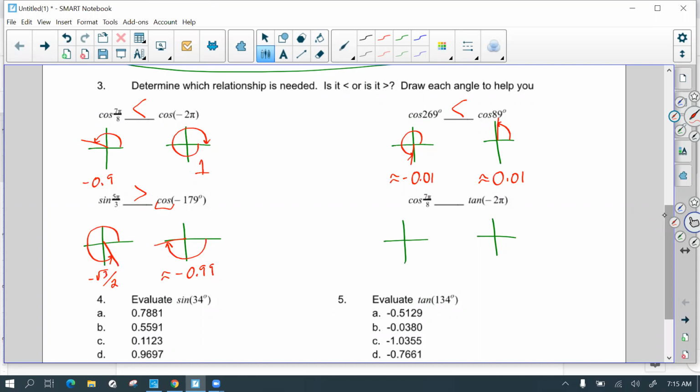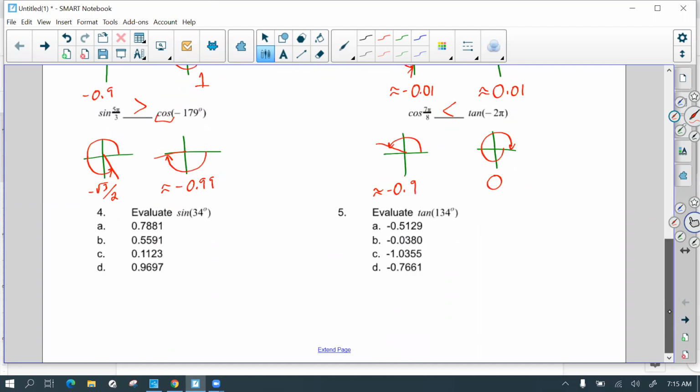And the fourth one, 7 pi over 8, we already thought through that one. We believe that that has a cosine value of about negative 0.9. Negative 2 pi, you rotate backwards a full circle. That has a tangent value of 0. And 0 is bigger than any negative number.